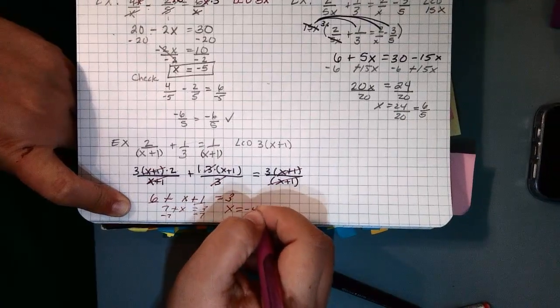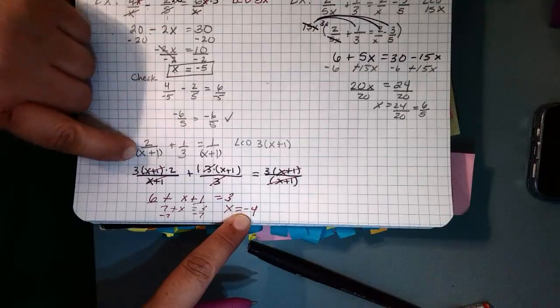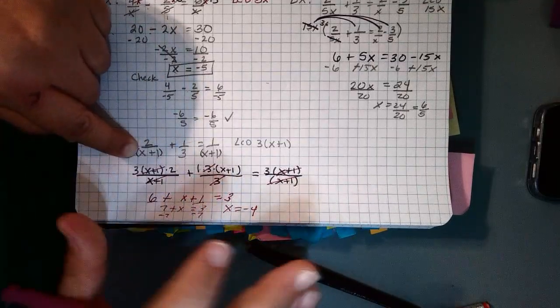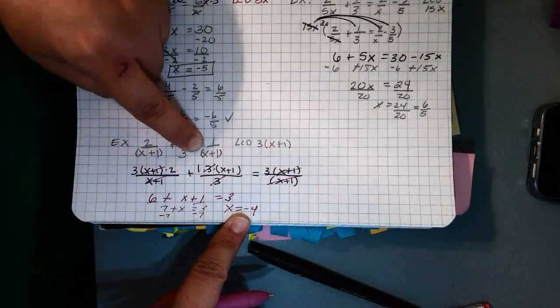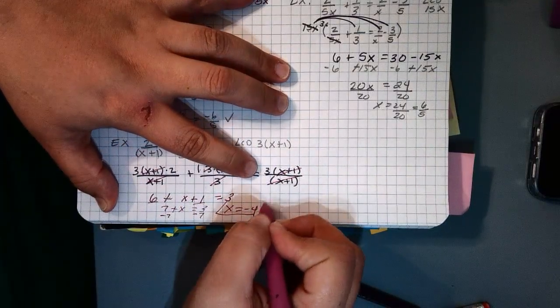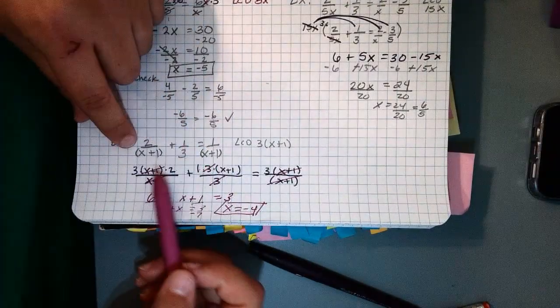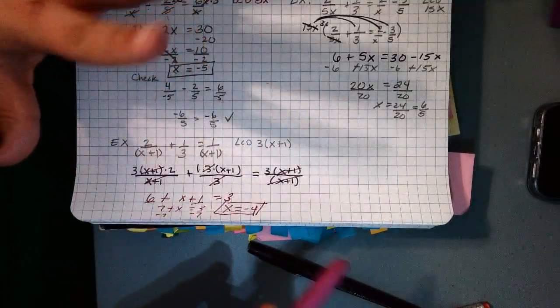x equals negative 4. Now if I were to plug in negative 4 here, negative 4 plus 1 is negative 3. That's not 0. It's going to work. If I plug in negative 4 here, negative 4 plus 1 is still negative 3. So negative 4 is an acceptable answer. What's not an acceptable answer is negative 1, because that would mean we're dividing by 0, and we cannot do that.